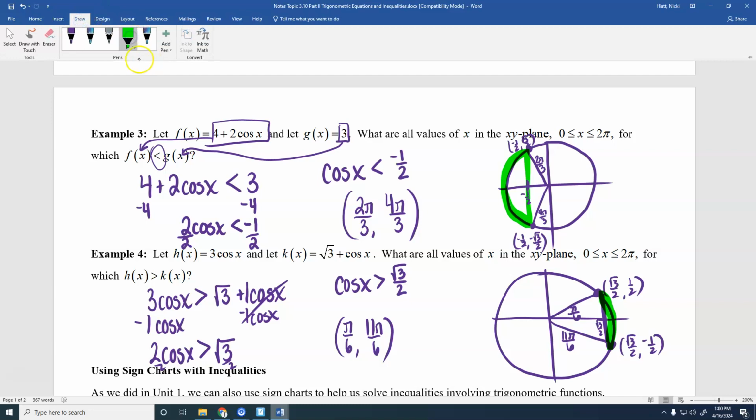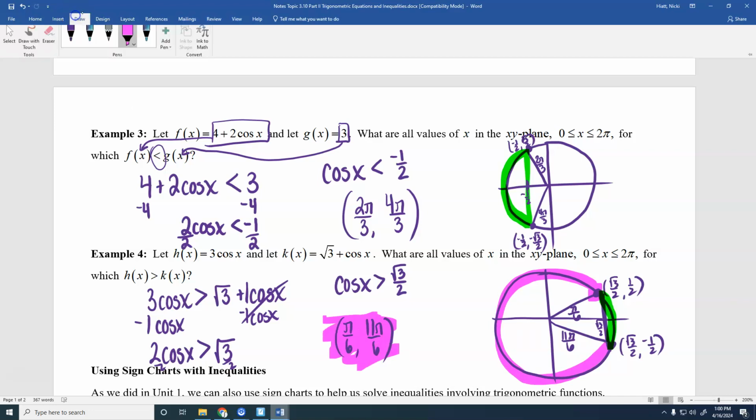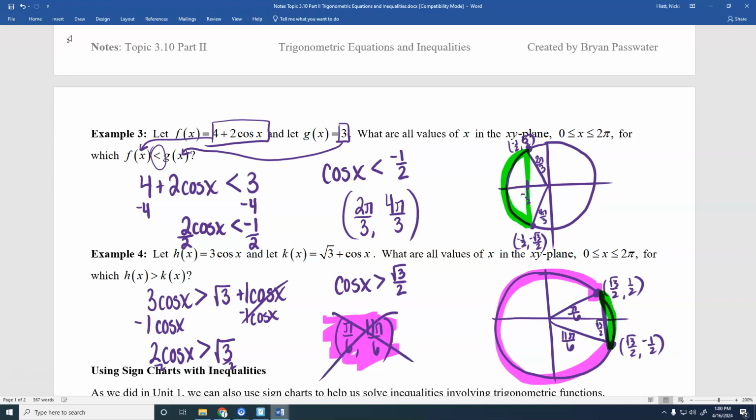If I start at pi over 6 right here, and I go to 11 pi over 6 right here, is that what I'm looking for? It is not. You're using the right numbers, but that would be the opposite of what you're looking for. That'd be the answer if it was less than. That's not it.